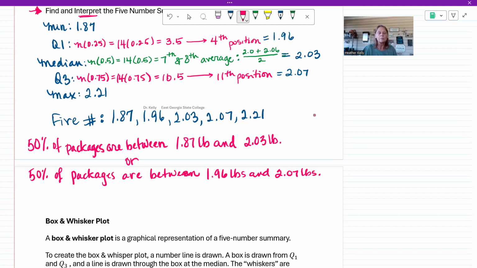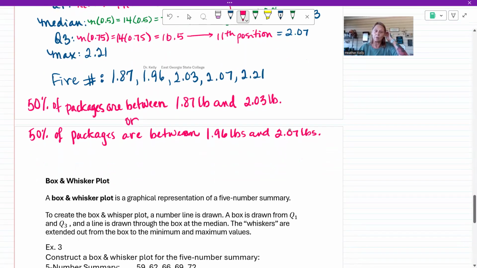Okay. Now, 5 number summaries have a special kind of graph, right? We've been doing lots of graphs. We did bar graphs in your homework. We did histograms in your homework. And now the other graph that you're going to be responsible for on your quiz and your exam is something called a box and whisker plot. And that's what I'm going to show you how to do right now.